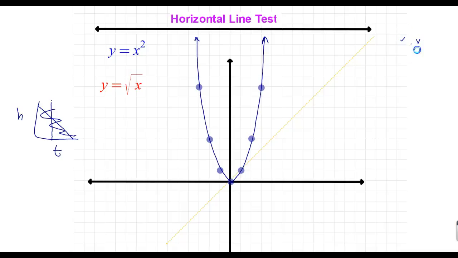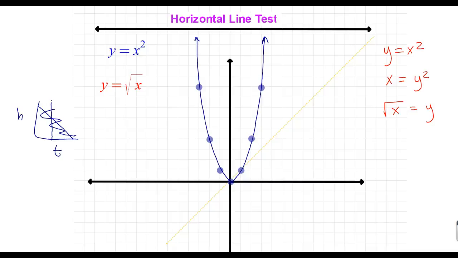So what I'm going to do here is write y is equal to x squared, and then I'm going to switch it. So y becomes x, and x becomes y, so x is equal to y squared. But what I need to do is solve for y. Y is the output, and we typically write these functions as the output equal to whatever the input is. So if I solve for y, I take the square root of both sides, and I get the square root of x is equal to y.